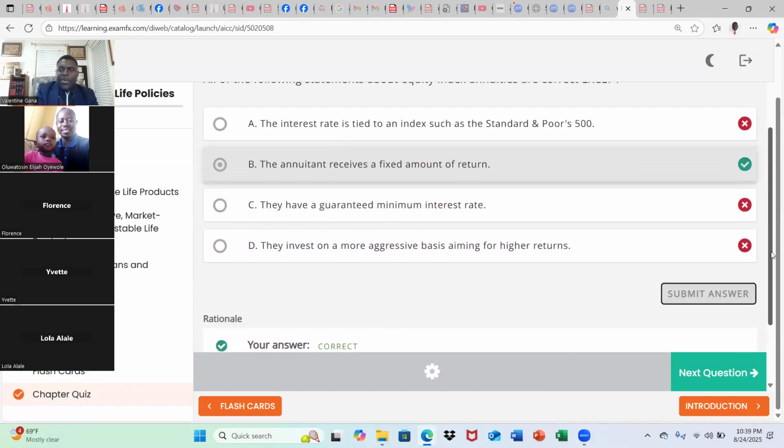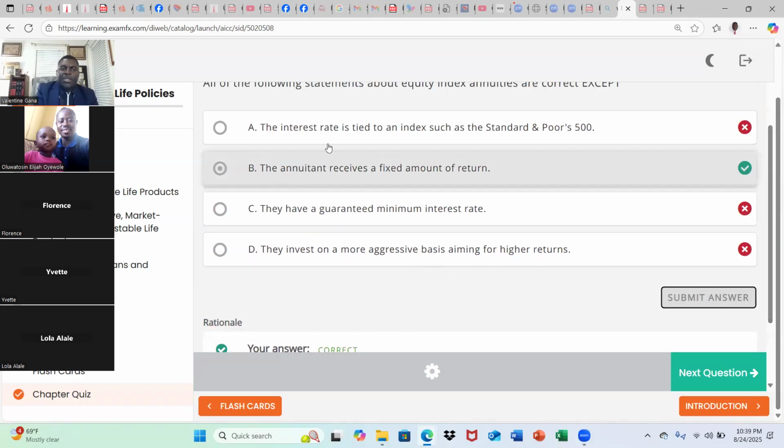Except because equity index can receive more than the fixed, because the fixed is guaranteed, but if the market does better, it can receive better. Which also means D is right. Or the content of D is correct in the sense that they invest on a more aggressive basis, aiming for higher returns. Because if the market performs better, then that index fund also grows better. It also grows by a higher interest rate. I'm going to pause this video, listen to the logic carefully, and you will not miss this question in the exam.